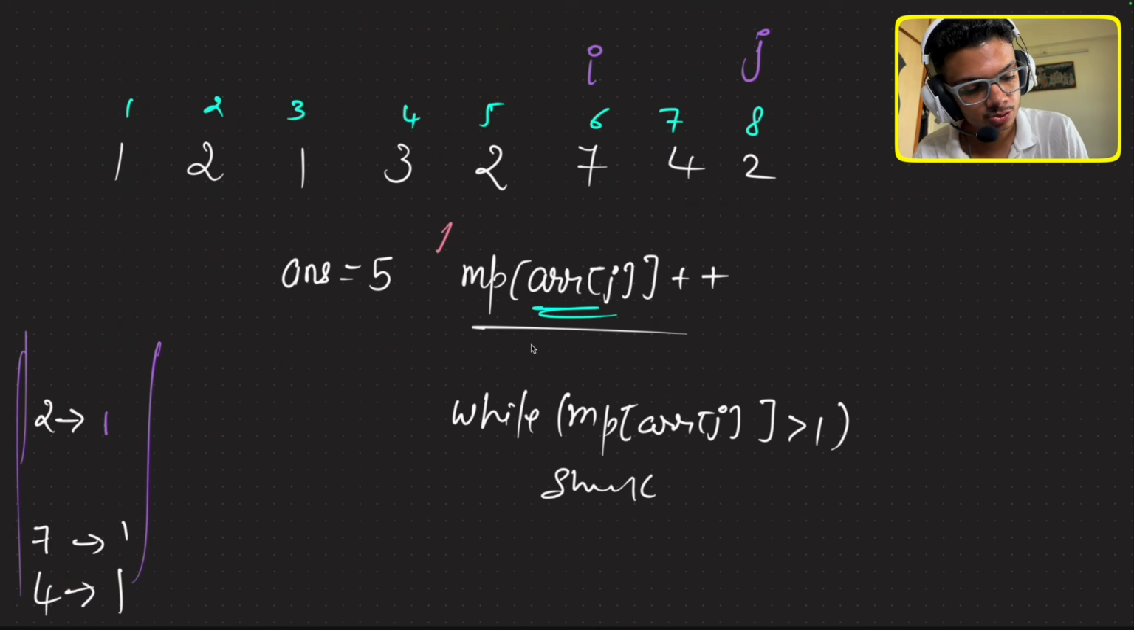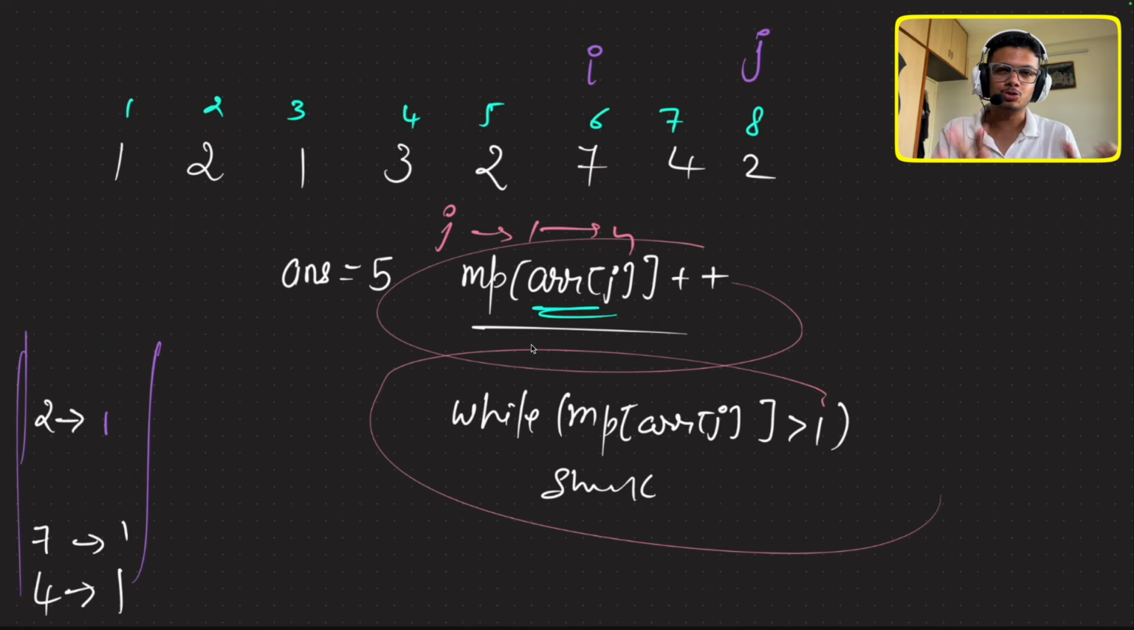And what does this j do? This j simply goes from 1 to n. So I guess by looking at the dry run and these conditions, I hope you should be able to understand what we have achieved here.